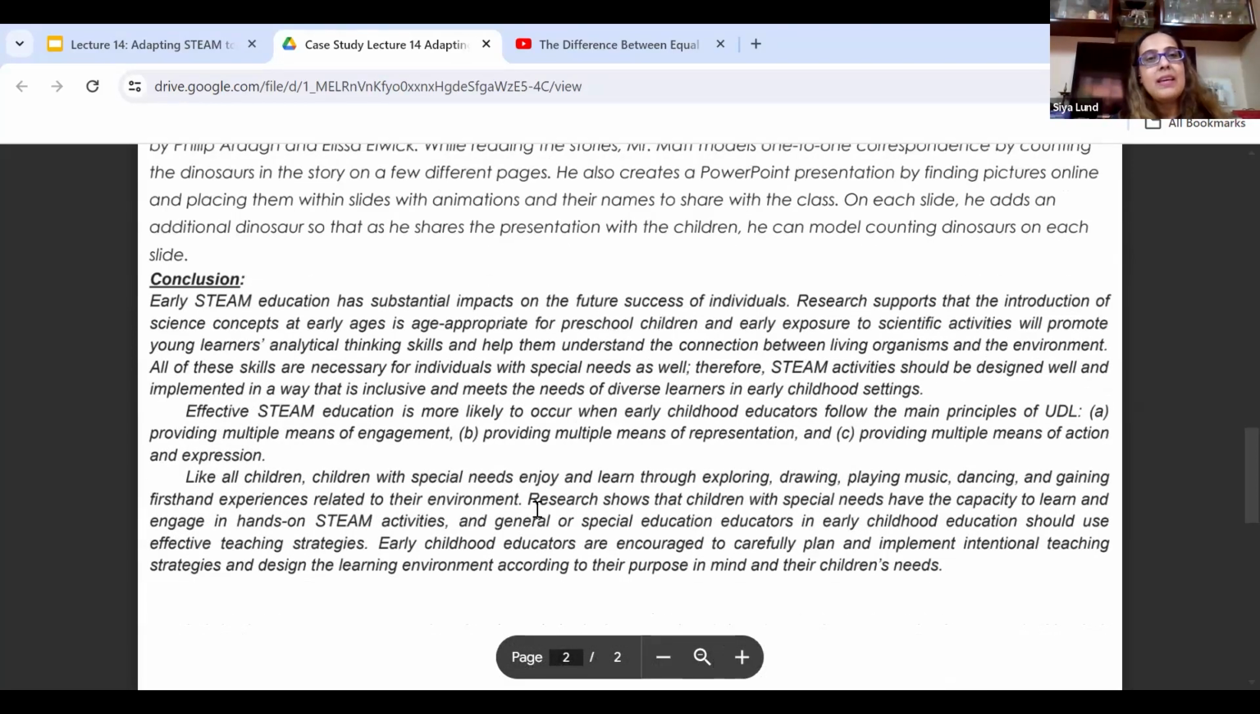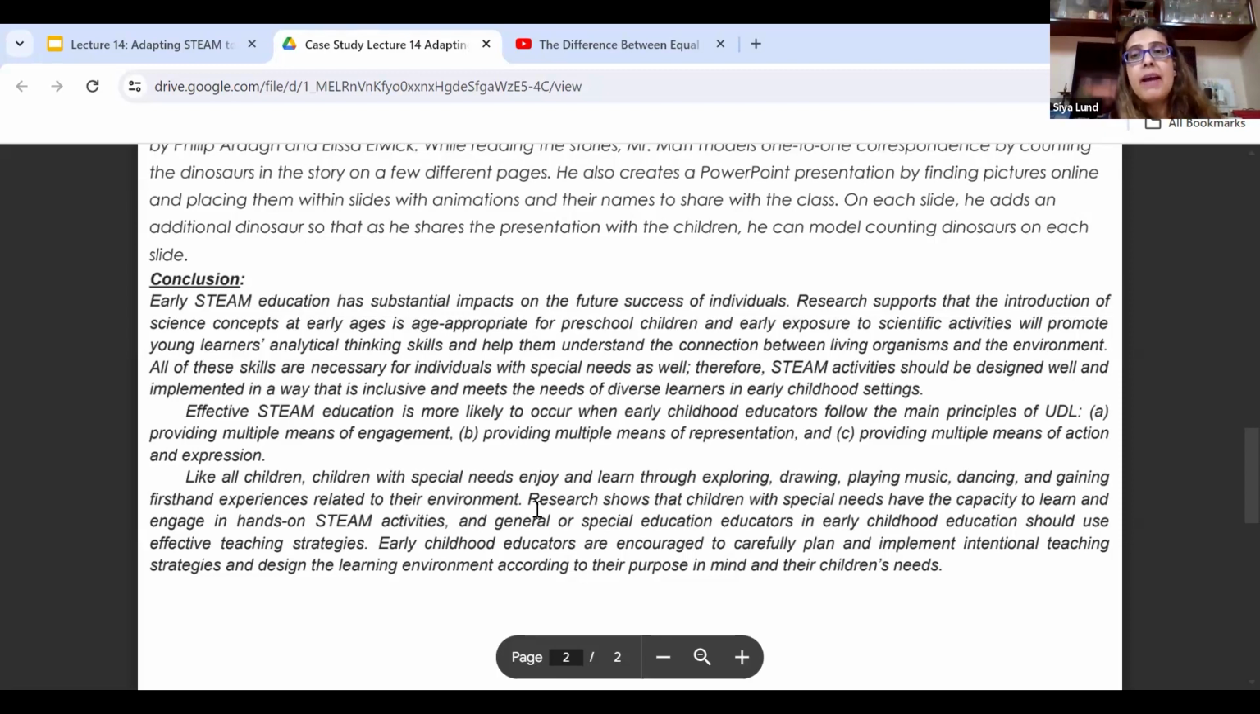So, in conclusion, we can say that early STEAM education has substantial impacts on the future success of individuals. Research supports that the introduction of science concepts at early ages is age appropriate for preschool children, and early exposure to scientific activities will promote young learners' analytical thinking skills and help them understand the connection between living organisms and the environment. All of these skills are necessary for individuals with special needs as well.